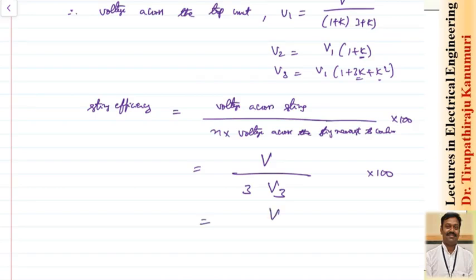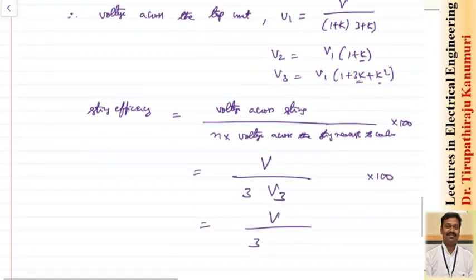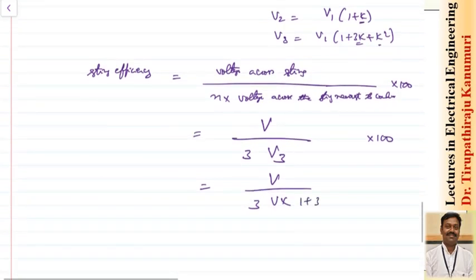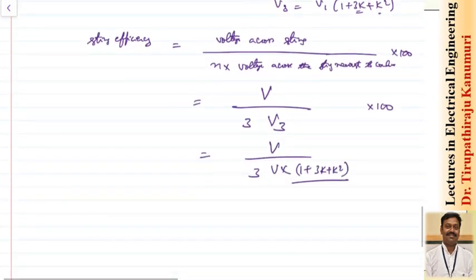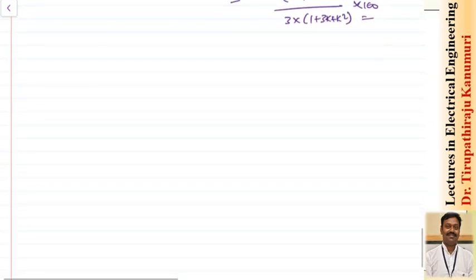Or this I can write as V divided by 3 times, if you are representing V3 in terms of V, so V3 will be V multiplied by 1 plus 3K plus K square divided by 1 plus K into 3 plus K, because these two I can equate. This term comes to the numerator. This will become 1 plus K into 3 plus K divided by 3 times 1 plus 3K plus K square. This is the equation multiplied by 100. Because of this, the string efficiency will be always less than unity, or string efficiency is always less than 100%. That is going to affect.